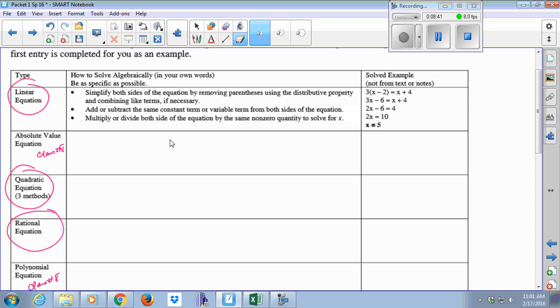So what you should do for Monday is you should take each one of these types of equations and in your own words, try to write down the steps that you use. And then over here, put an example so that Monday, if you see an absolute value equation, you can pull out your cheat sheet and look at what you've written and how you solve it and apply it to Monday's absolute value equation that you'll see on the test.